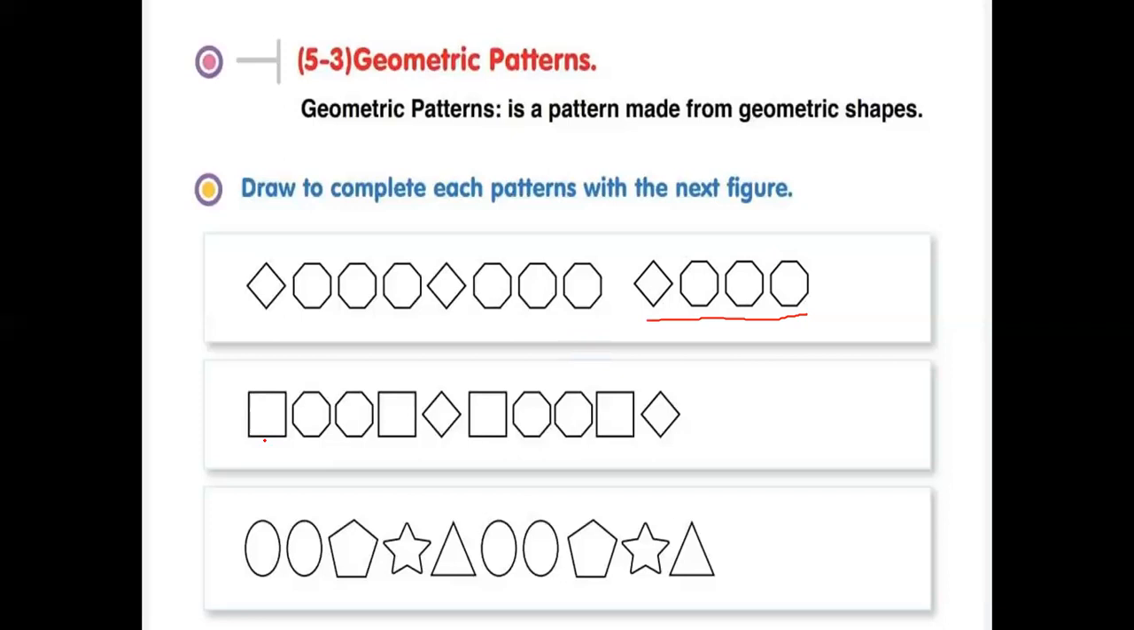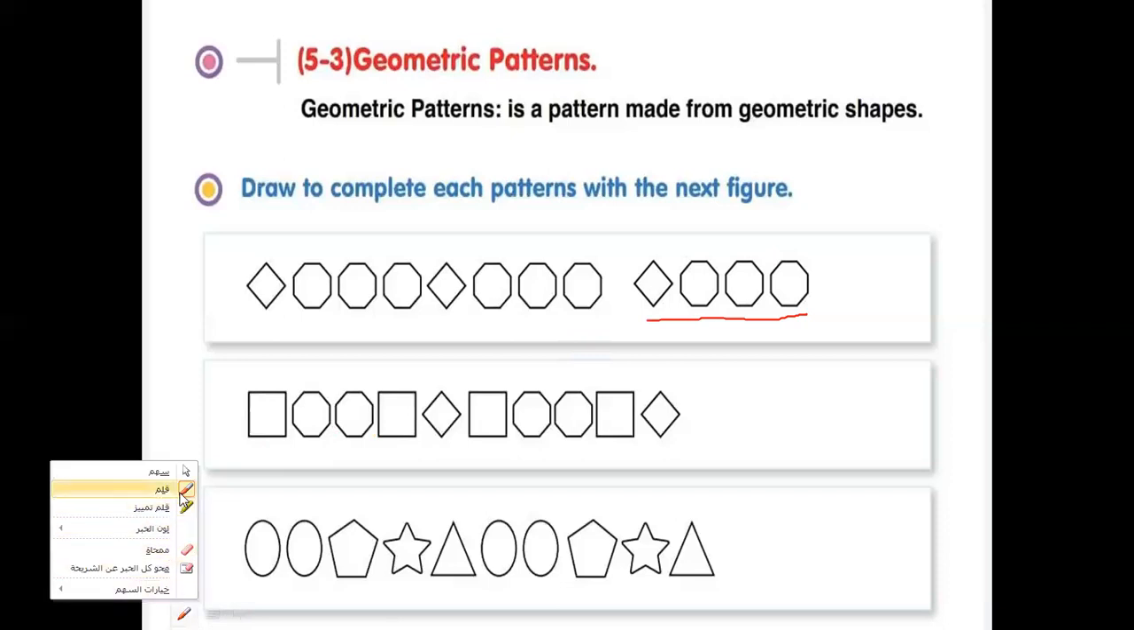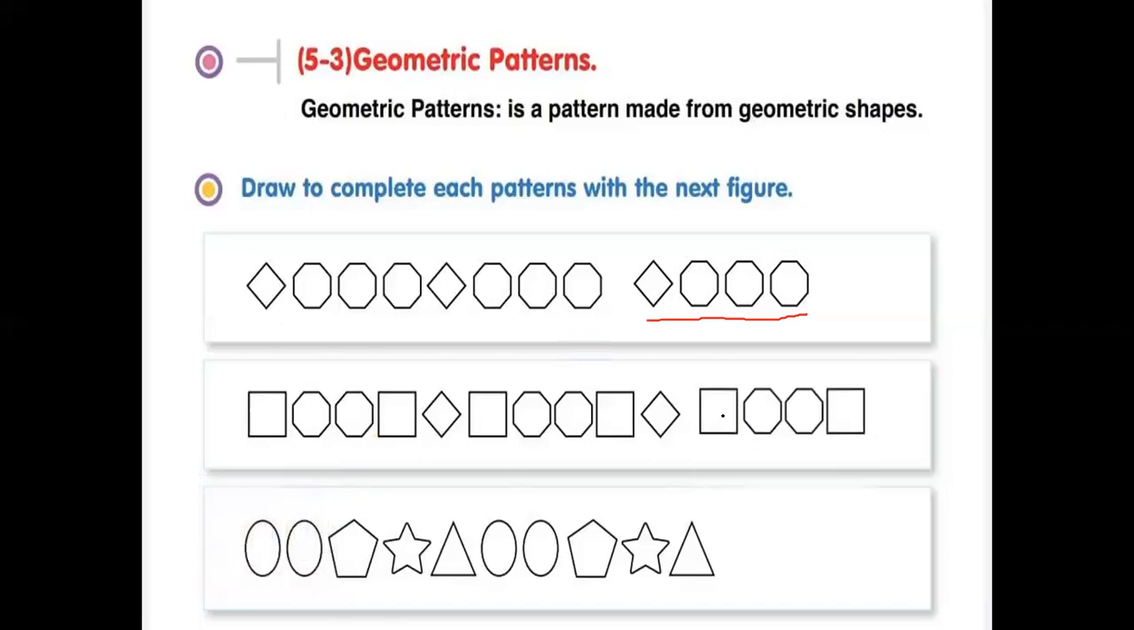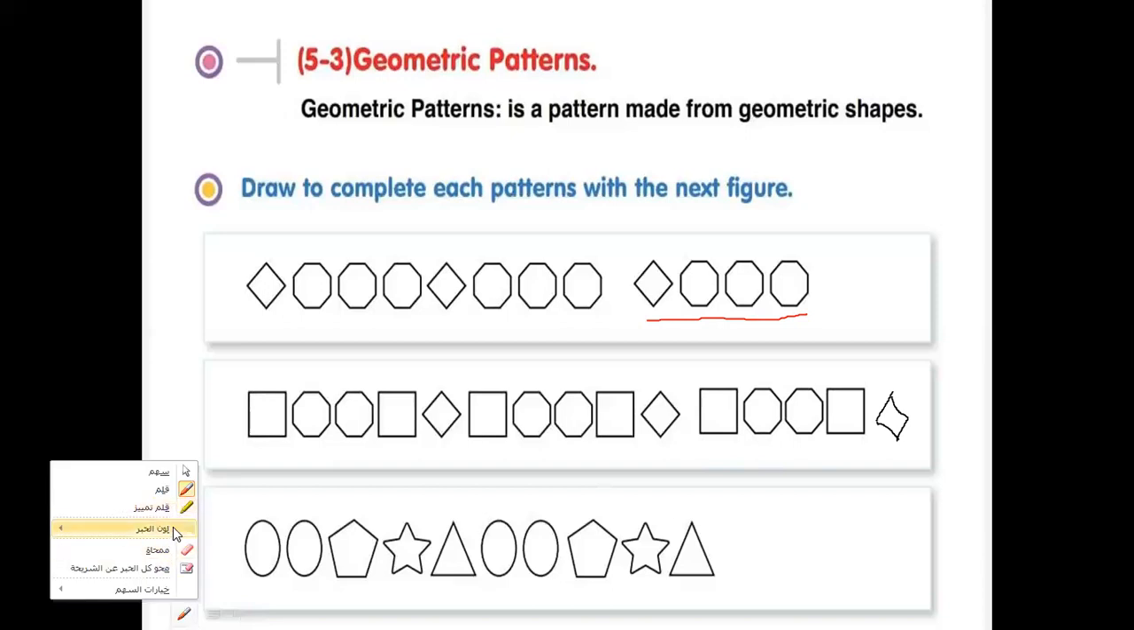Okay, number two, square, two octagons, square, rhombus. So what are the next shapes? Yes, so we have square, two octagons, square, and a rhombus. So this is the figure. So draw these.